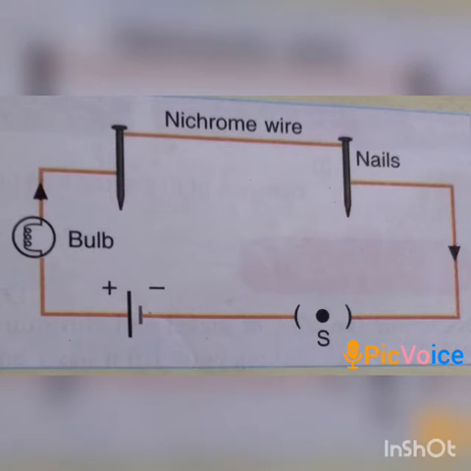Now we will replace the cell by a battery. Now what will happen? The nichrome wire now gets red hot, and that too more quickly. This shows that the heat produced has increased with an increase in the strength of the current through the wire. So this simple activity shows the dependency of the heating effect on all the three factors. Now we will discuss advantages and disadvantages of heating effect.